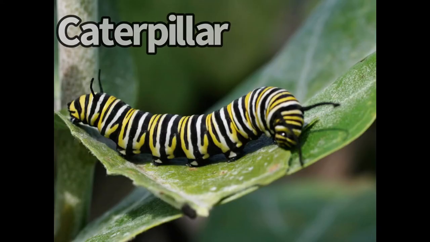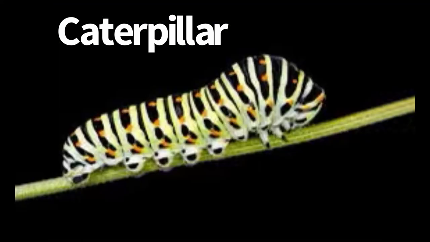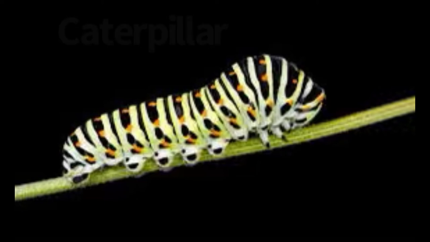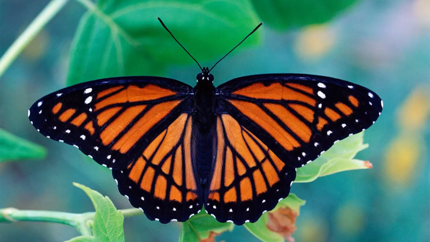This insect you see is a caterpillar. Caterpillars only live for about 4 weeks. And then they go into a cocoon. Caterpillars are very slow insects.